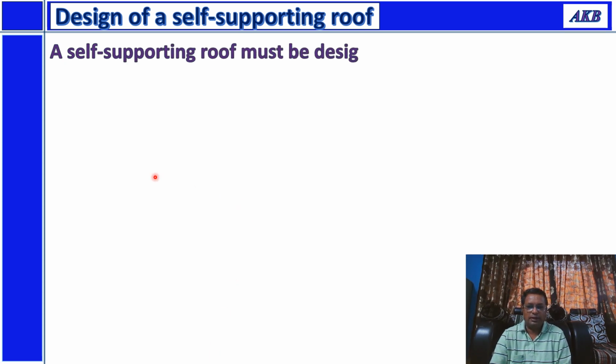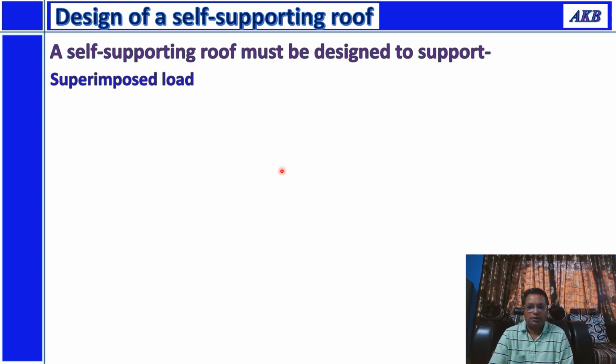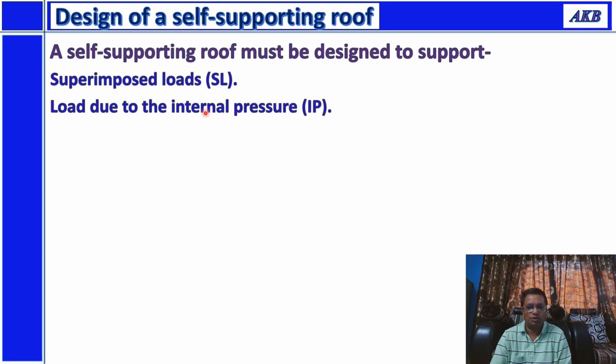Okay, now a self-supporting conical roof must be designed to support superimposed loads. First thing, superimposed loads, let us denote it as SL. And then the self-supporting roof must also withstand load due to internal pressure, and I'm denoting it as IP. Now what are these superimposed loads?